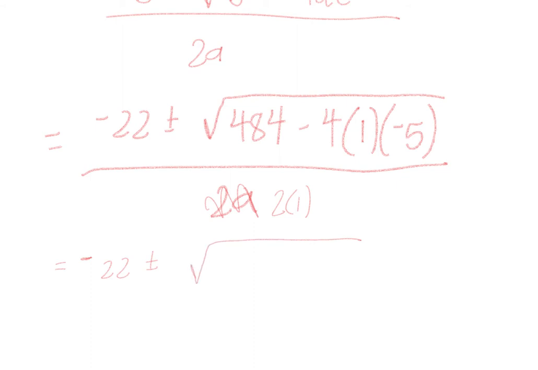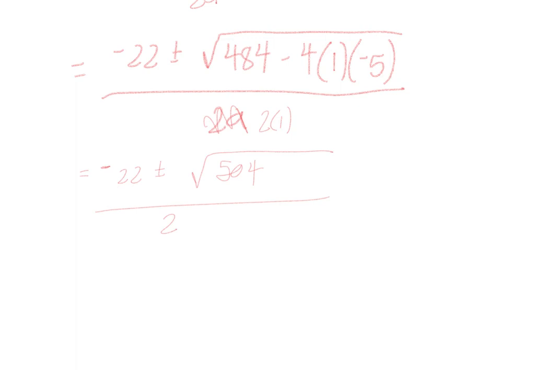So you got to be careful right here. 484 minus 4 times 1 times negative 5. So basically, you got a negative, a positive, and another negative. You got two negatives, so you're going to be adding something to 484. You're not going to be subtracting it because there's two negatives. So 4 times 1 times 5 is 20. So what is that? 504, all over 2.